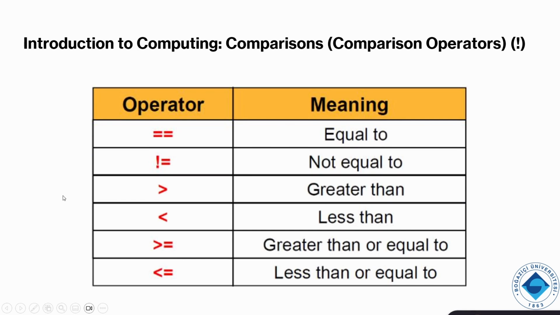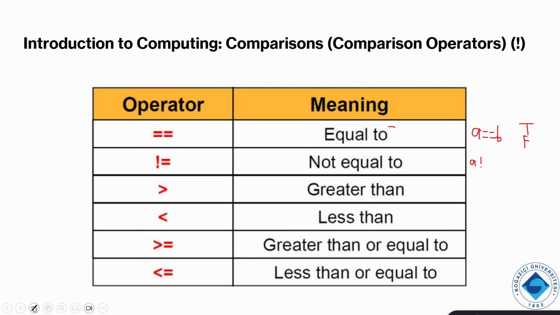On the screen, you can see all operators and their meanings. The first one is to check equal, like A equal B. If A and B operands are equal, it will return true. If they are not equal, it will return false. The second operator is checking for not equal to.